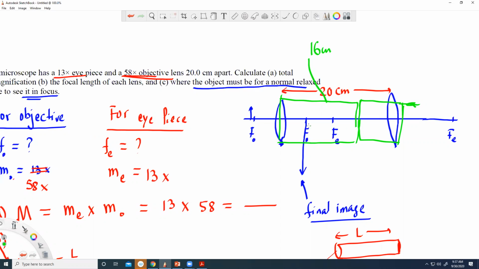So that means we cannot use 20 centimeters. 20 centimeters is from one edge of the tube to the edge of the other tube. But we need the image distance here. Image distance is the distance between this lens and where the image is formed, and the image is usually formed on the edge of the first tube. Does that make sense? So 20 centimeters is the distance between the two lenses, not the image distance. Any other questions?